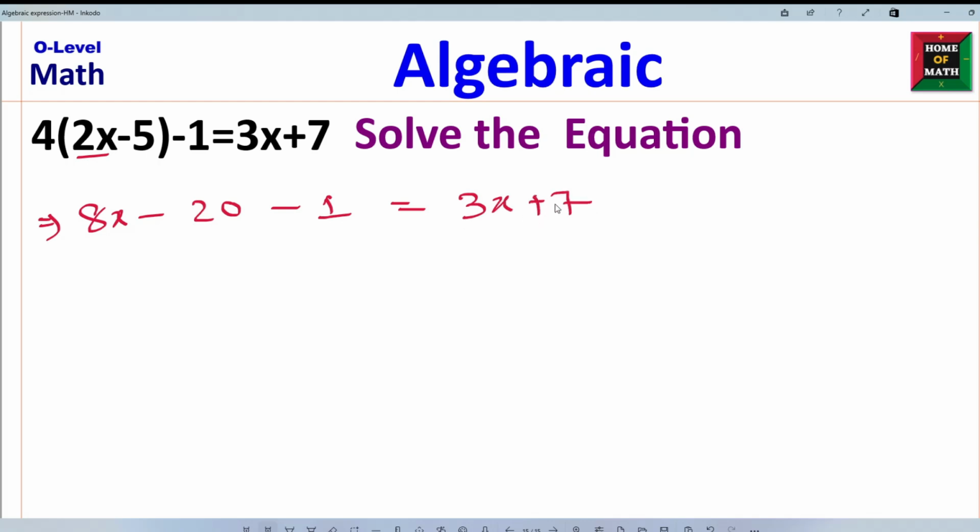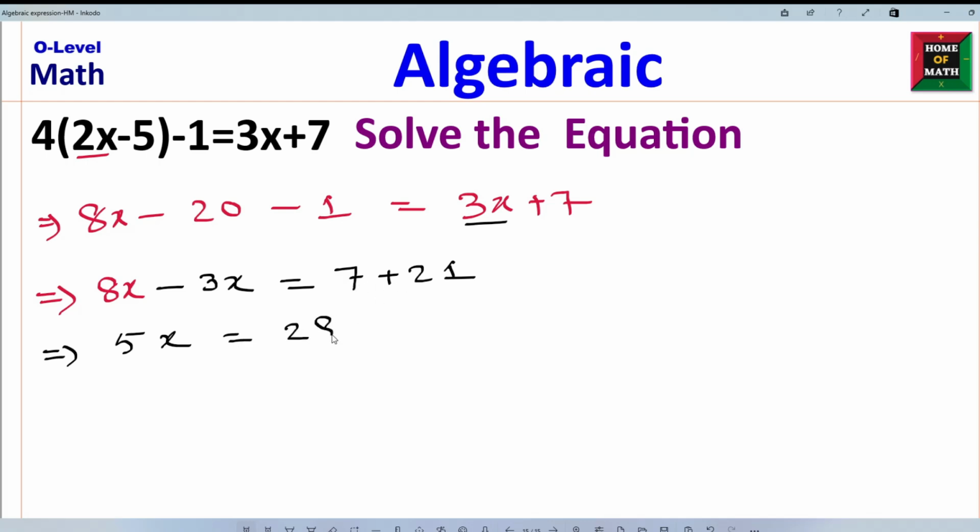Okay, look, here is 8x, and this 3x we exchange to the left side, so it becomes minus 3x, equals, here is minus 20 and minus 1, it combines to become minus 21 once you exchange to the right side. So we can write here 7 plus 21. Now this one becomes 5x, and here is 7 plus 21, it means 28. So what can we do? x equal 28 divided by 5, so the answer is 5.6.